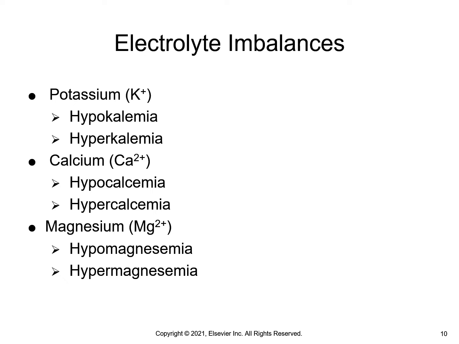Hyperkalemia is an abnormally high potassium concentration. People who have oliguria, or decreased urine output, are at risk of hyperkalemia as a result of decreased potassium output, unless their potassium intake also decreases substantially.